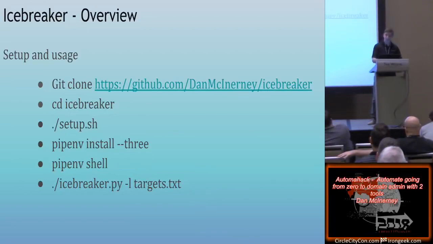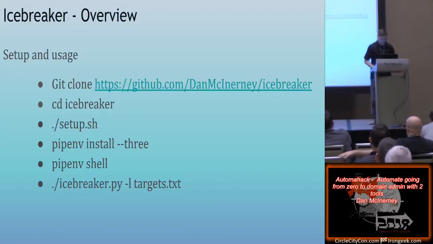-l is list of targets, so that's going to be a list of IP addresses or CIDR notations, things like that. You can also give it an XML file, so if you want to do the nmap yourself, then you can do the nmap, save the output as an XML file, and then give it the -x, and then the path to the XML file that you just scanned with. It will do the nmap by itself if you want it to, so it could save you a little bit of time, but you know, it'll be more customizable if you do the nmap yourself.